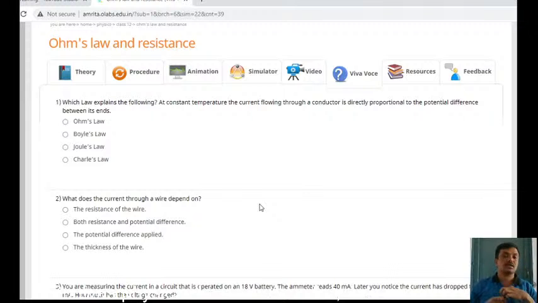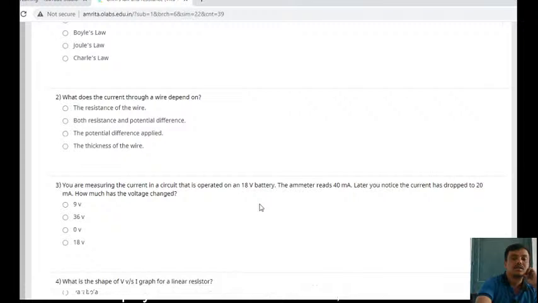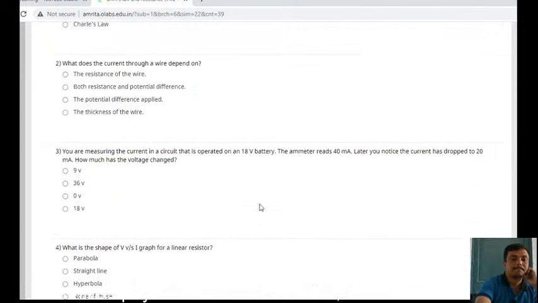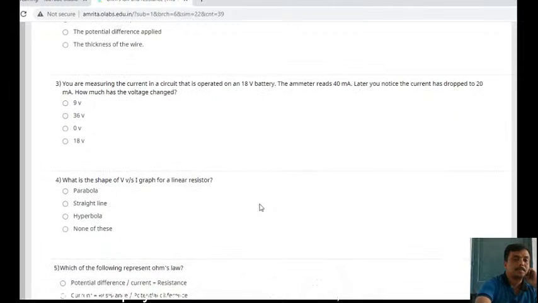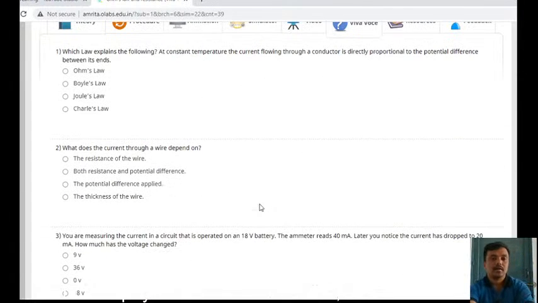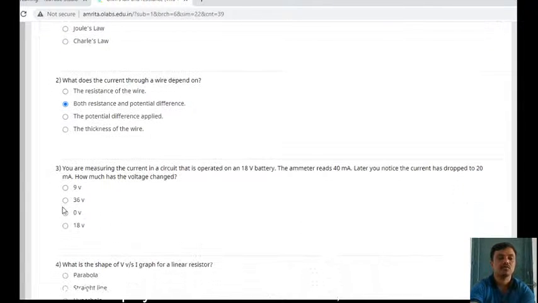Both resistance and potential difference. Very good. Next, the third question you can answer, Savan. Okay, first one is Ohm's law. We can click it here. Second one is both resistance and potential difference. Next, the third one you have to use the pen.